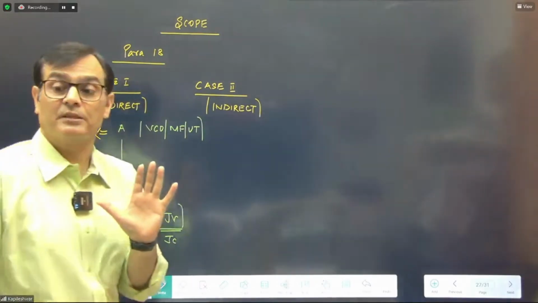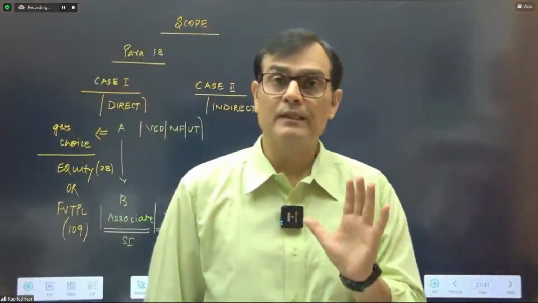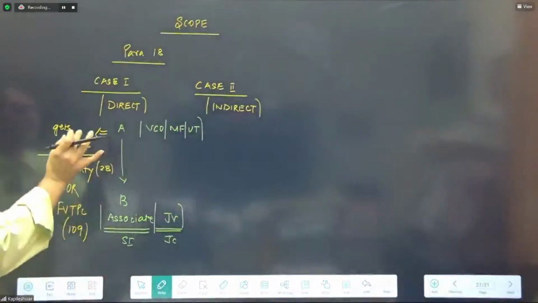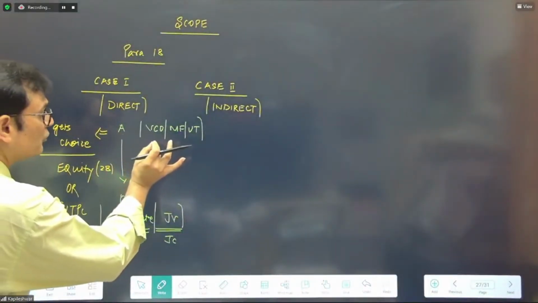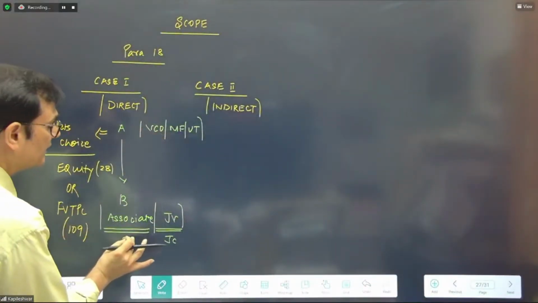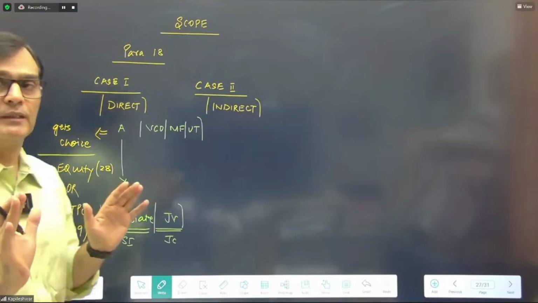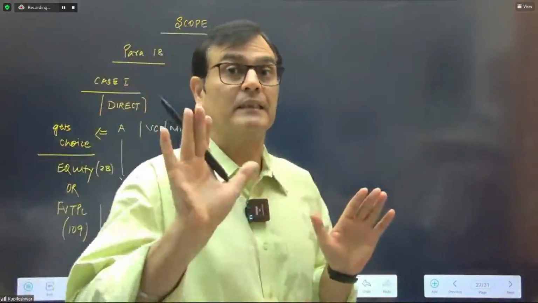I hope case one is 100% clear. So we're looking at case number one, that is, A is supposed to be a VCO, mutual fund or unit trust, and B an associate or a JV. In this case, A gets a choice. I don't think there will be any dispute on this para 18 case one.